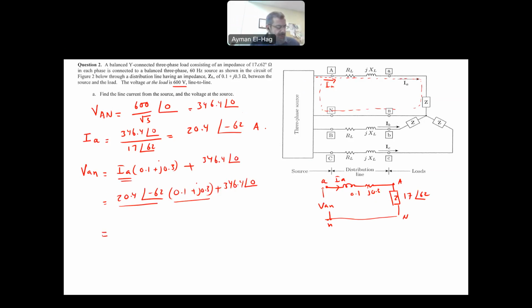If you do all of this, you will find that the voltage VN is 352.84 angle of 0.18. Now that is the phase voltage. If I want to find VAB, the line voltage, it's root 3 times 352.84 angle of 0.18, and you add to this plus 30. So that is the voltage at the source. This is the phase voltage, and this is the line voltage.